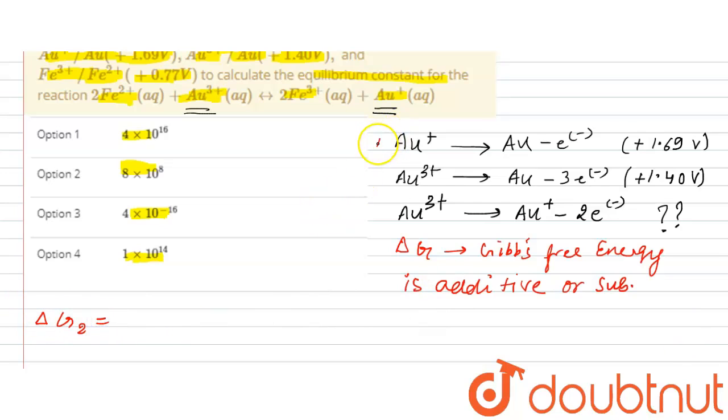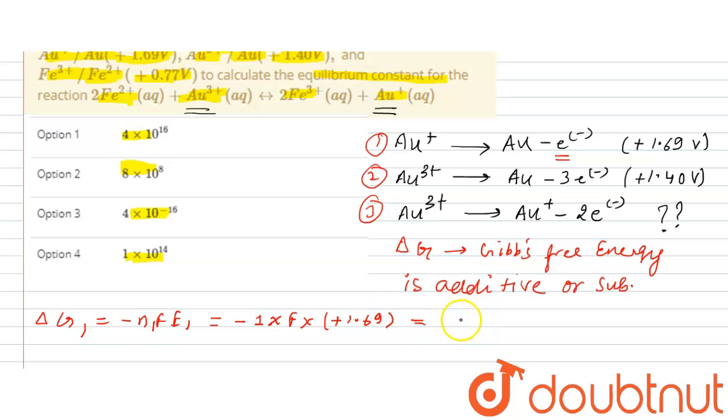Like if this is reaction 1, this is 2 and this is reaction 3, then let's write down what delta G1 will be. We all know the value of delta G1 is minus n1 F E1. What is n? The change in electron. What is the change in electron? 1 is the change in electron. So you will write here 1 into F into E1, which is +1.69. So from here you will get delta G1 as minus 1.69 F, right?